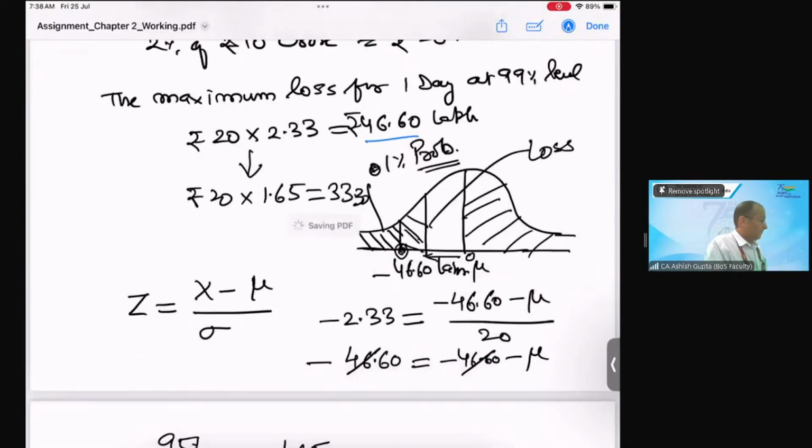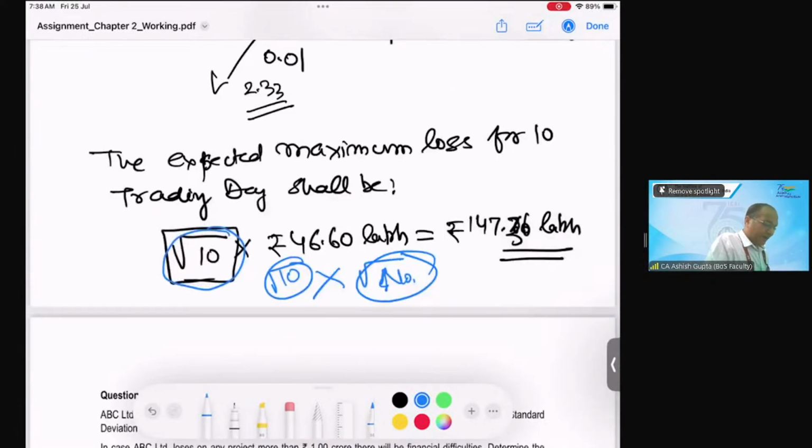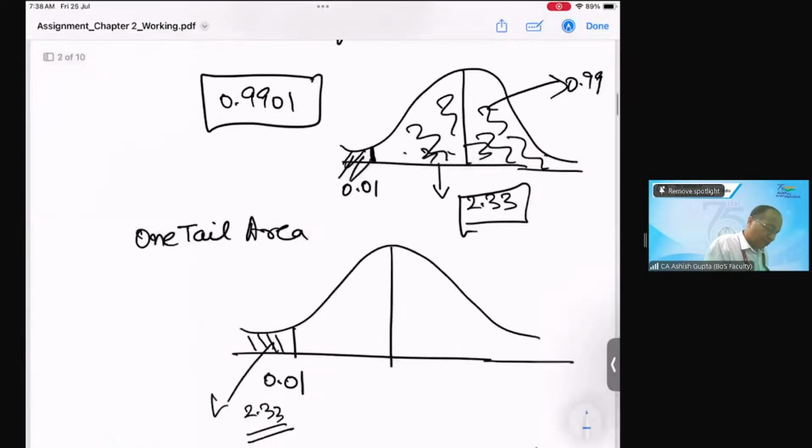Say in the examination, the value will be given like this: for 10 trading days, 2% per day for the standard deviation, which will remain the same, no problem. In the question they can say like this: if in 10 days the maximum loss of the portfolio can be 147.36 lakh, you have to determine the 1 day value. So you just need to divide it by 10. We shall do some MCQ on the same, then it will be clear to you. Don't worry, we have a lot more material on the same.